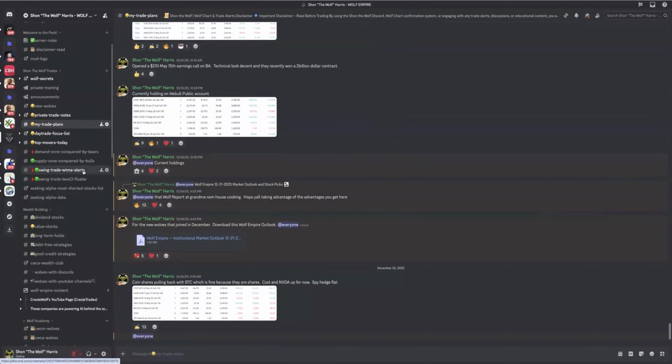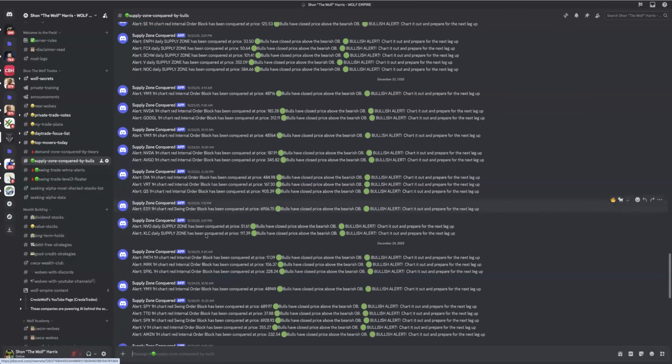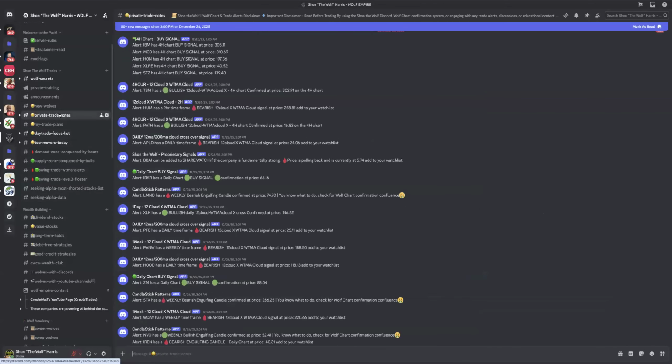You're getting confirmed trades, right? You're getting these supply zones and order blocks as the stock is breaking out, getting above, and dominating new territories. You're getting alerted on that as well. I'm going to bring back private trade notes, and we're still working through this Wolf Secrets, but just to give you all a sneak peek into what the alert system is eventually going to become.